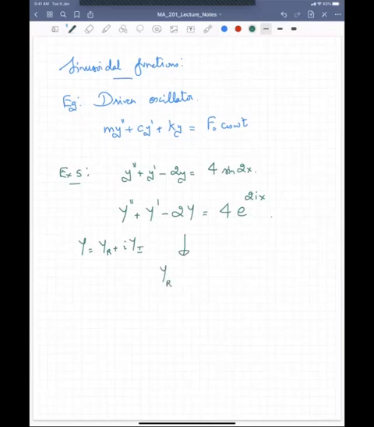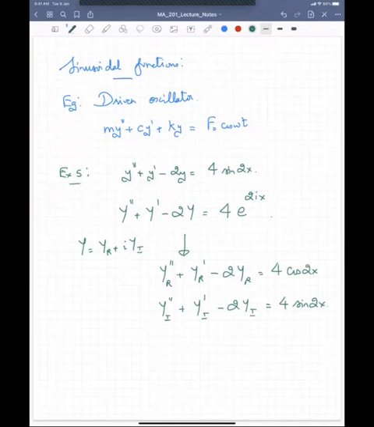I'll get y real plus y real prime minus 2y real is 4 cosine 2x, and y imaginary plus y imaginary prime minus 2y imaginary is 4 sine 2x, which is obvious. We can simply plug this in and write e to the 2ix as cosine 2x plus i sine 2x and equate the real and imaginary parts. And you find that the imaginary part of this is exactly the original equation. If I put capital Y as little y, that is what I have.